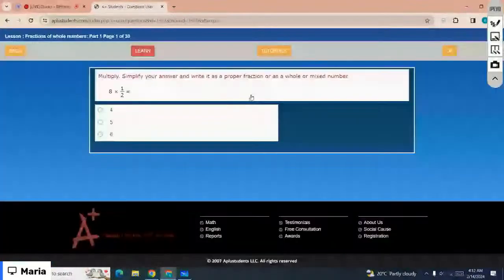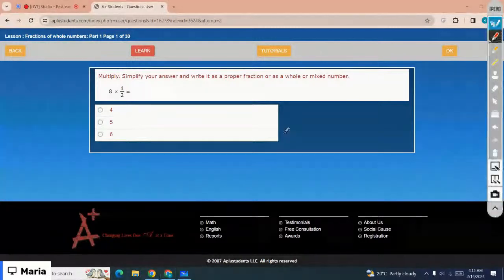Multiply 8 times 1 over 2. So they are very easy to multiply. You have to do 8, which does not have any denominator, right? That means its denominator is 1. You just have to do numerator times numerator and denominator times denominator. Then you have to divide 8 by 2. So 2 times what number is 8? 2 times 4 is 8. The correct option is 4.